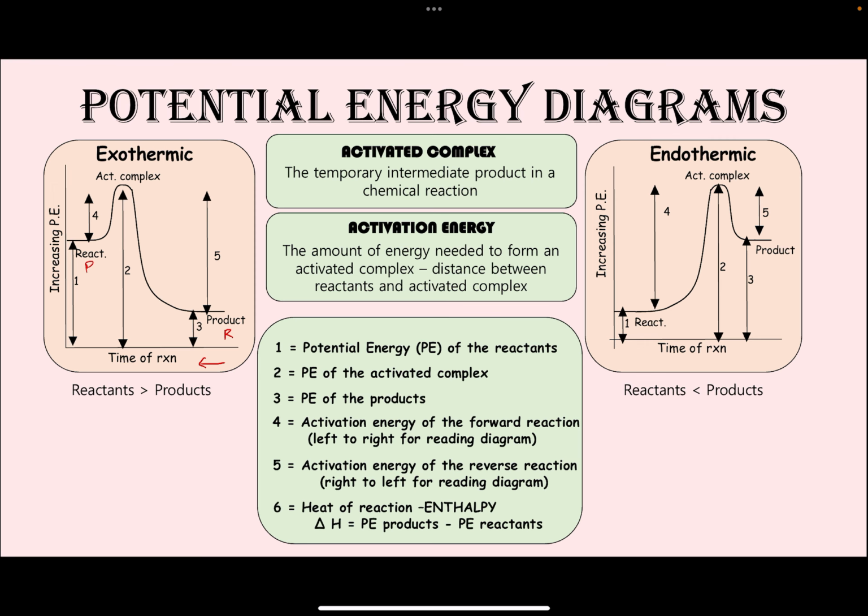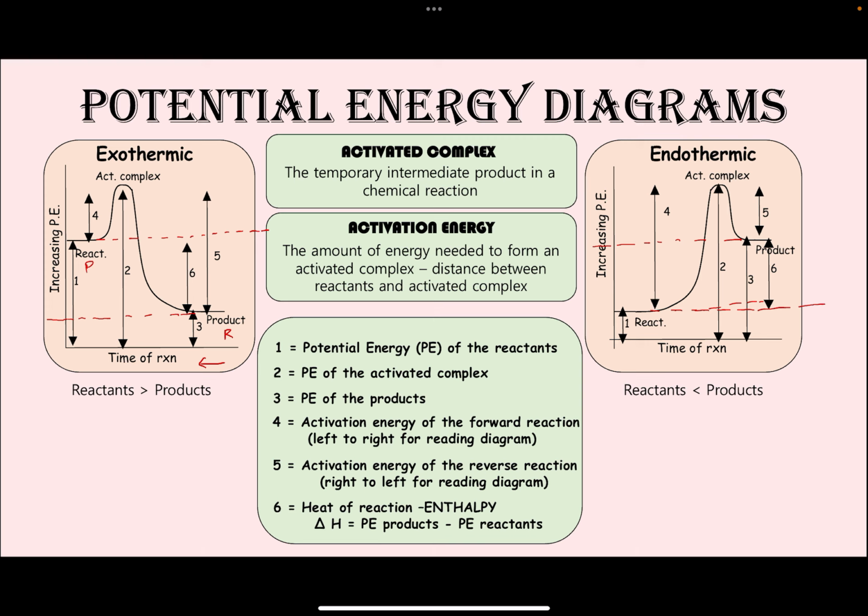Lastly, your delta H, the enthalpy or the heat of the reaction, is going to be the difference between the heat of products and the heat of reactants. That is represented by arrow number 6 in both of these. In most diagrams, they might give you a dotted line between the reactants and the products. That helps you notice that the difference between the reactants and the products is our heat of reaction. My lines are not straight, so just never mind them.